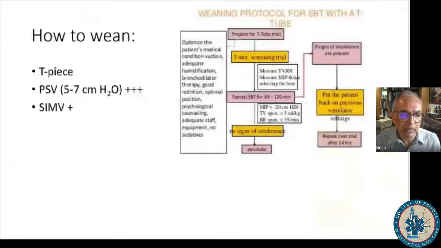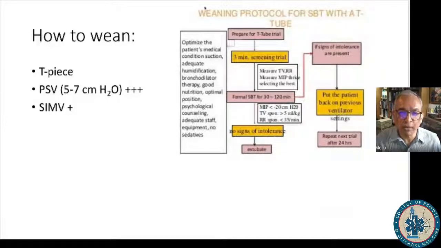But in terms of long term, you increase the infection and therefore increase sepsis and therefore mortality. So in weaning in a low income environment would be using the T-piece with positive spontaneous ventilation pressure of 5 centimeters of water, or using SIMV. And here I've given you a weaning protocol for somebody breathing spontaneously with a T-tube. And this was covered by Dr. Sanger when he discussed the weaning of a multiple trauma patient.